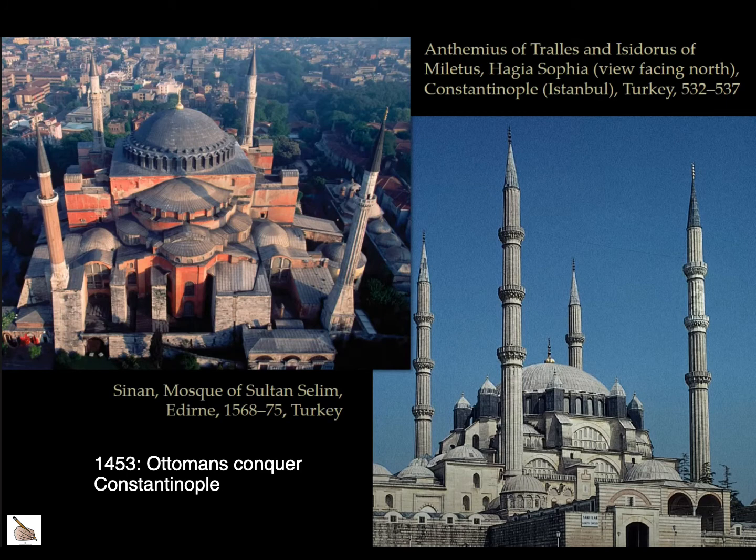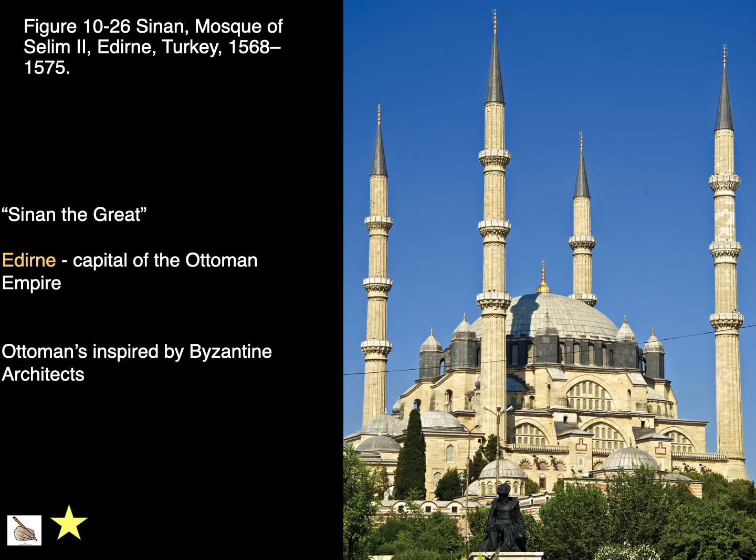The Ottoman Empire was between 1299 and 1922. It spread to cover all of the areas previously conquered by the Islamic rulers. In 1453, Constantinople fell to the Ottomans and churches were converted to mosques. Sinan, Mosque of Selim II, Edirne, Turkey, 1568 to 1575. Sinan the Great was the most famous Ottoman architect.